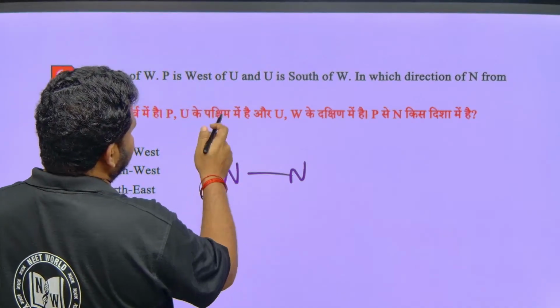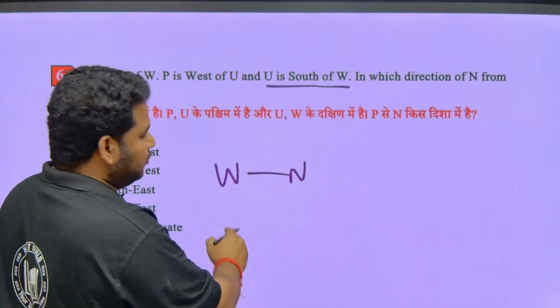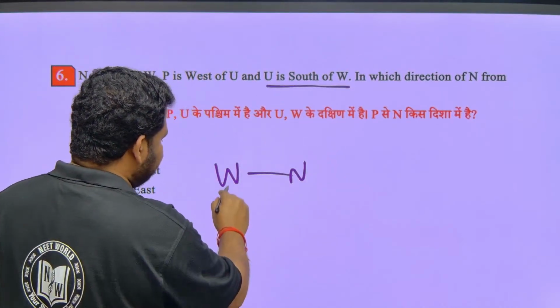We don't know about U and W. And U is to the south of W. Here they are telling U is to the south of W. That means below W, U will be there.